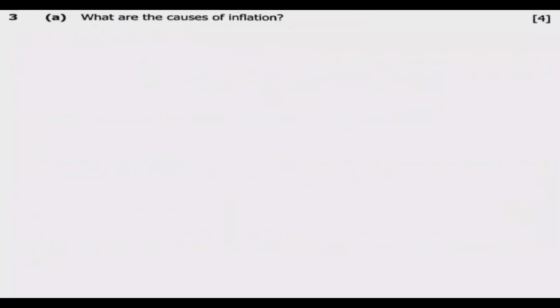Question 3A is as follows. What are the causes of inflation? So we need to come up with 4 points because we are given 4 marks there, at least 4 points. Like I said earlier on, if you are not very sure of the points you have raised, what you can do is add an extra 1 or 2.